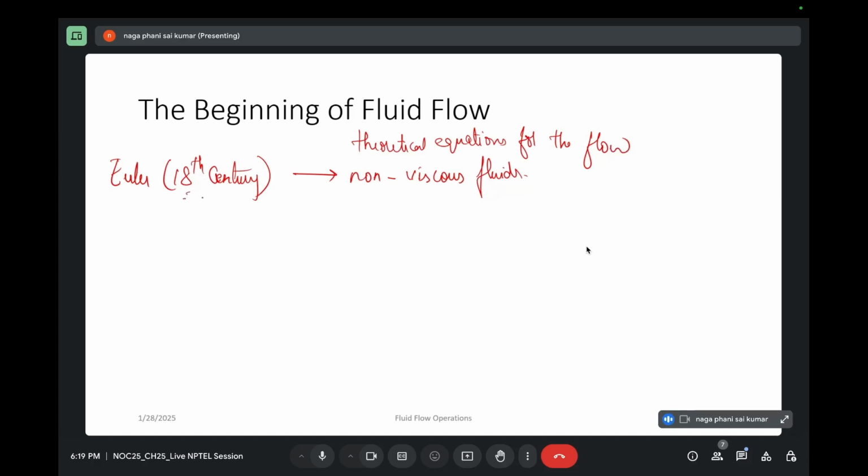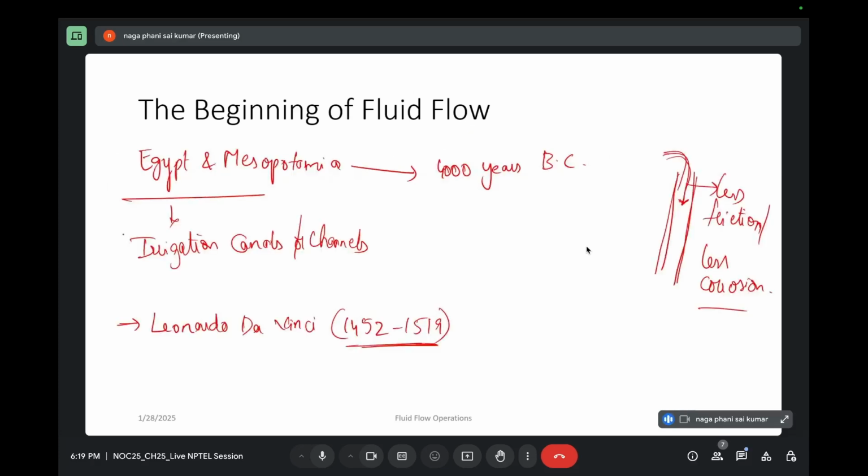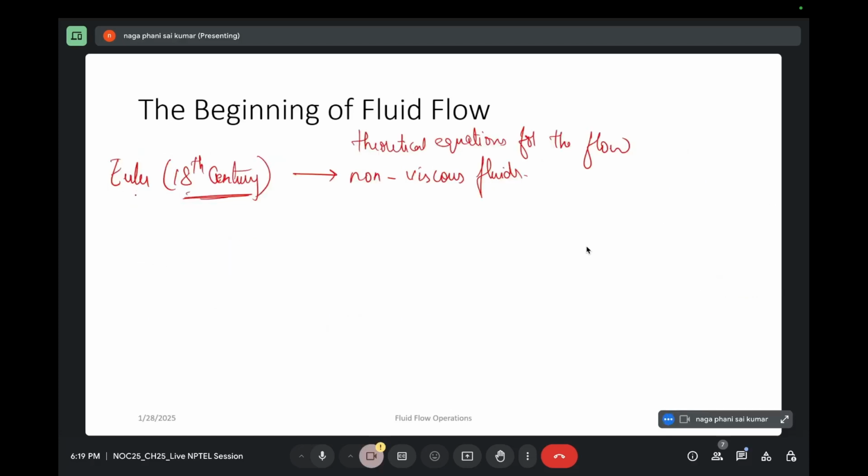So from the 18th century, they started developing equations for fluid flow. Until then, the designs were completely conceptual. From the 18th century, Euler laid the foundation for theoretical equations. So they started deriving equations for fluid flow. He developed theoretical equations for fluid flow of non-viscous fluid.